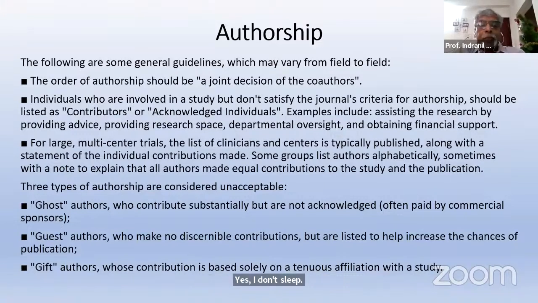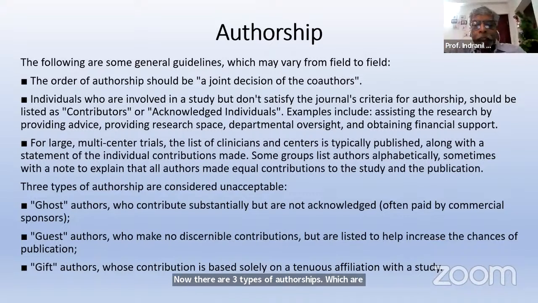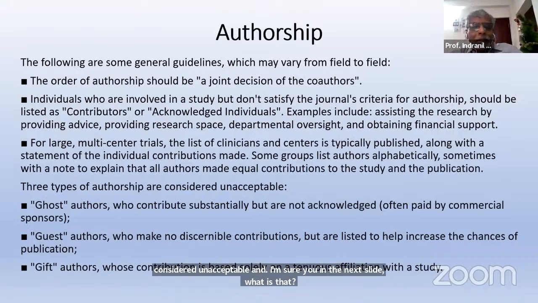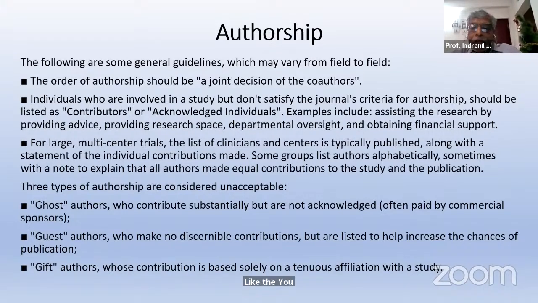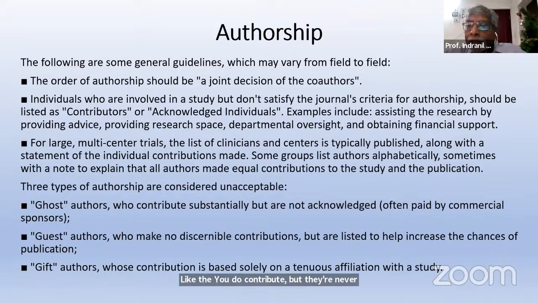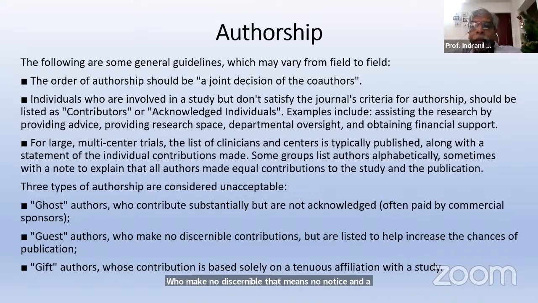Now, there are three types of authorships which are considered unacceptable, and I'm showing you in the next slide what these are. Like ghost authors, who do contribute, but they are never acknowledged. Often they are just paid money. And guest authors, who make no discernible, that means no noticeable, contribution, but their names are provided so that the chance of acceptance of the manuscript increases.